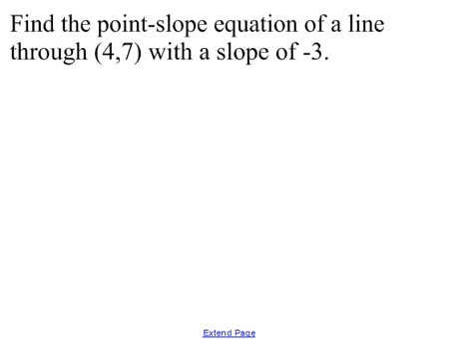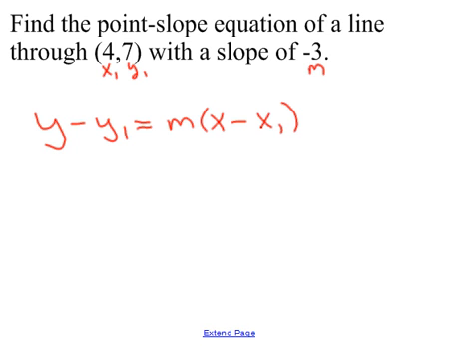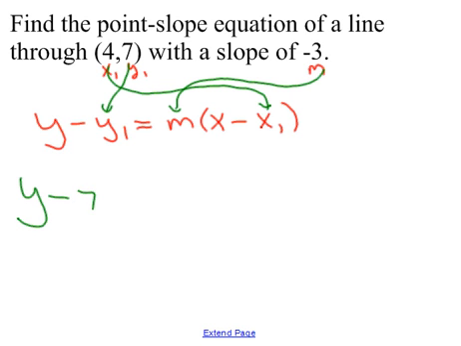It says find the point slope equation of a line through the point (4, 7) with slope -3. So this is my x1, this is my y1, this is my slope. If I recall that my equation in point slope form is simply y minus y1 equals m times x minus x1, and we just plug these numbers directly where they go, we end up with y minus 7 equals negative 3 times x minus 4, and we're done.